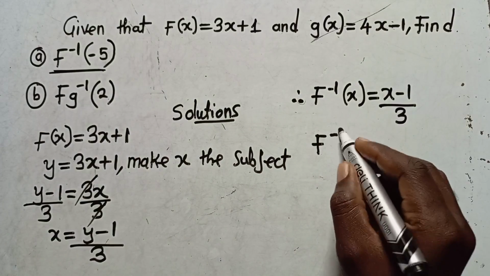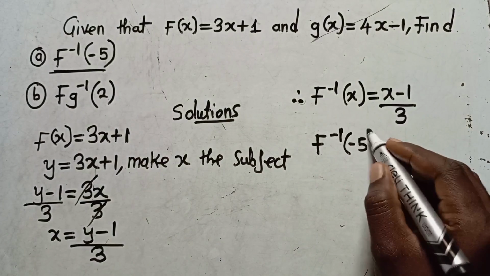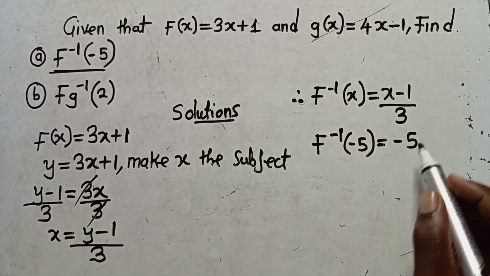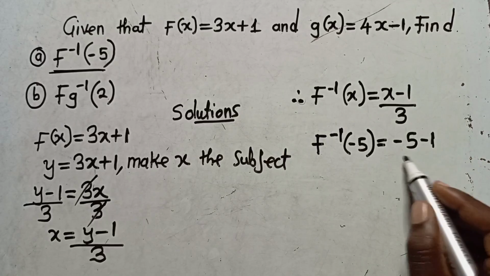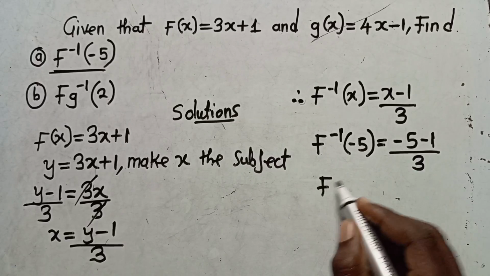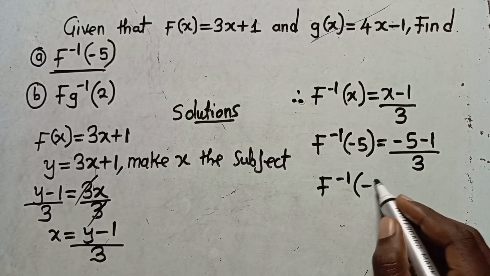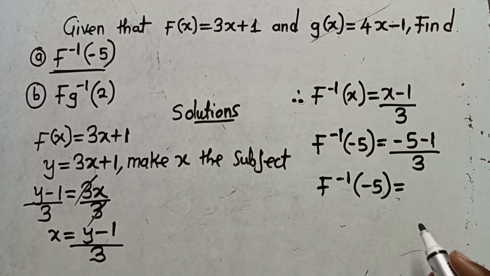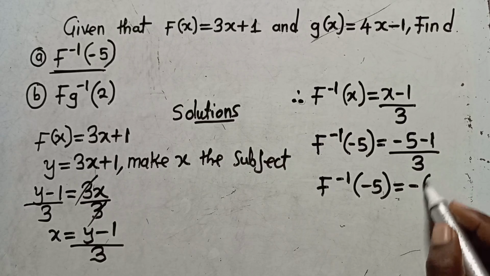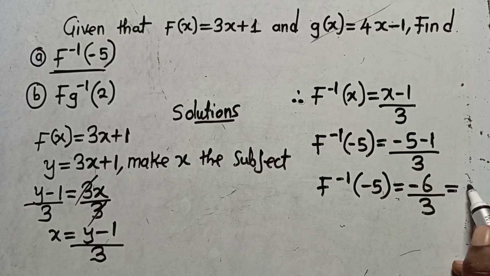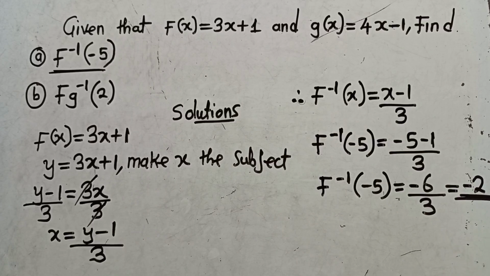So f inverse of negative 5 is equal to negative 5, where there is x, I've put negative 5, minus 1, then over 3. This is just the same as f inverse of negative 5 is equal to negative 5 minus 1. Same signs you add, then maintain the sign. So it is negative 6 over 3. Then finally, what is the answer? Negative 2. The answer is negative 2. Just like that, you are done.